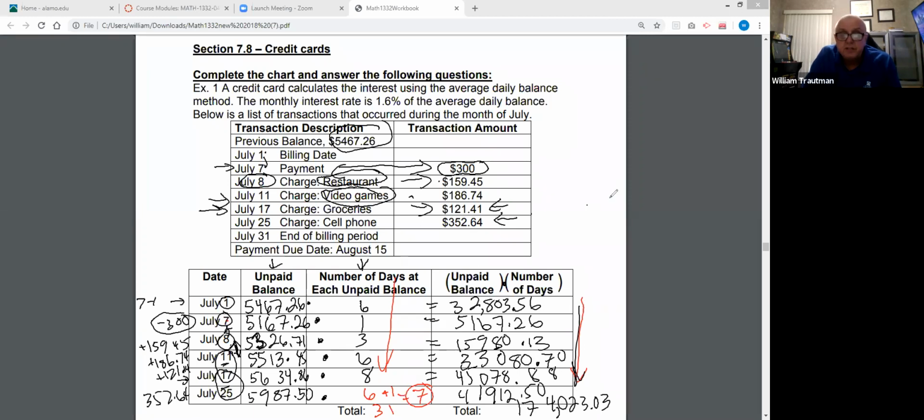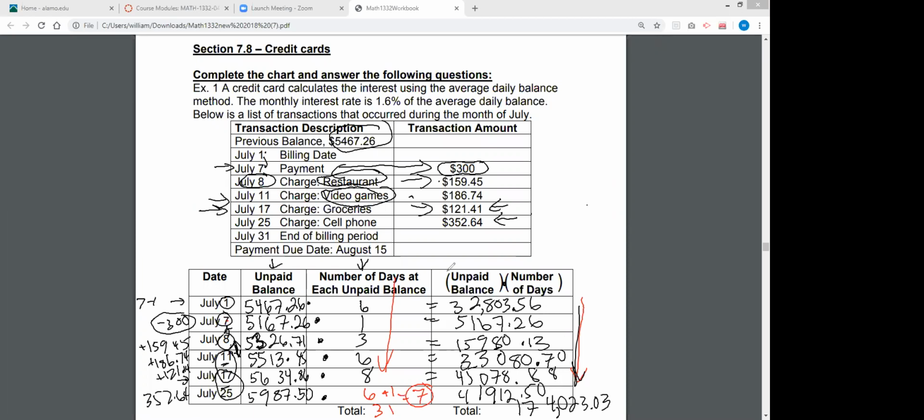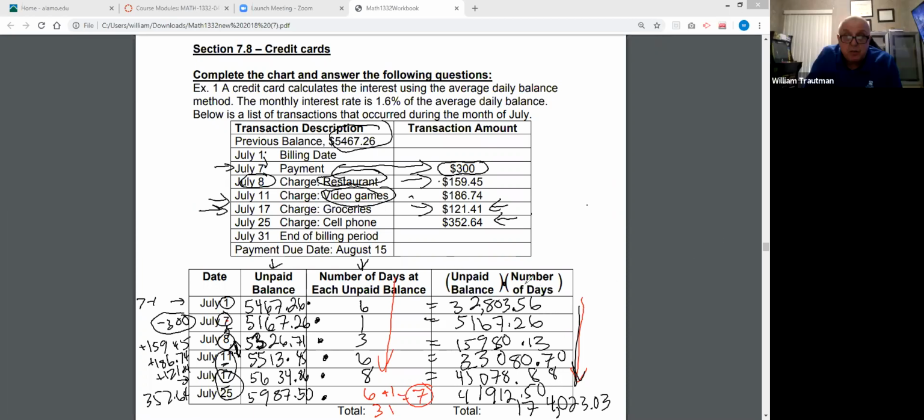All the unpaid balance part? Say that again? Yes, adding everything up that says unpaid balance, the number of days. Yes. Add them all up. So we multiplied them across, and now we're going to add them going down, and it should add up to this much.